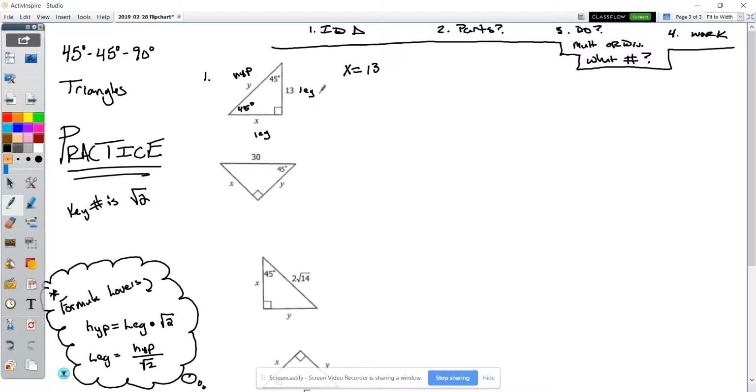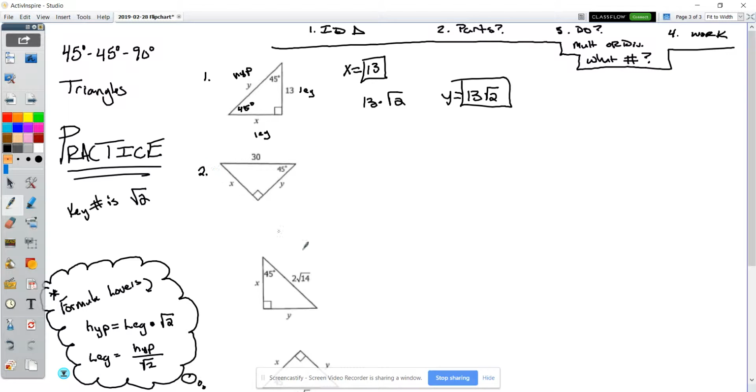So we're going to do this this way. I'm going to multiply. I have the leg, and I'm trying to find the hypotenuse. So I'm going to just multiply that by the square root of 2. Now, if you're a formula person, you would have done that as well. The hypotenuse equals the leg times the square root of 2. And we're just going to leave it like this. So y equals 13 square roots of 2. And so there's y, and there is x.